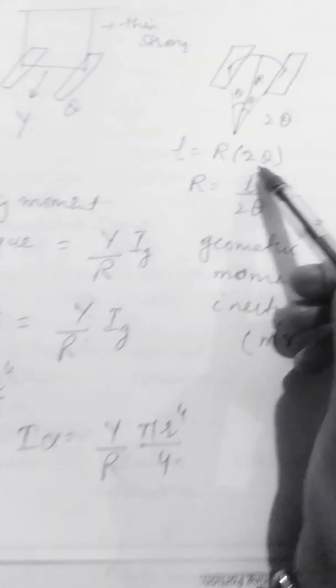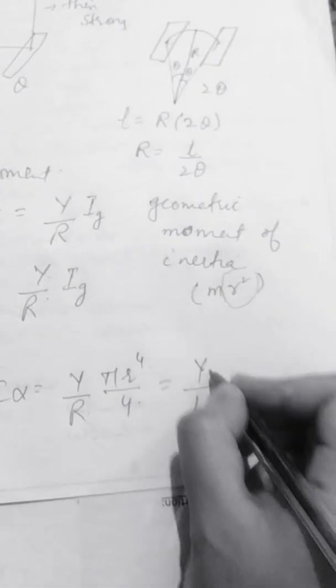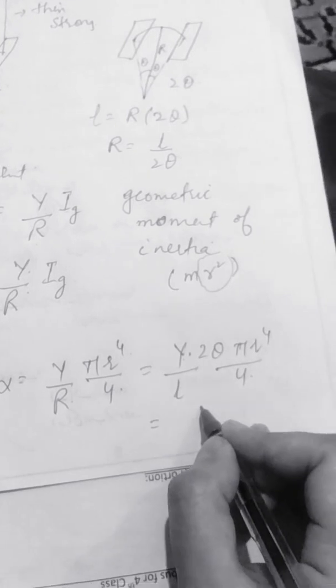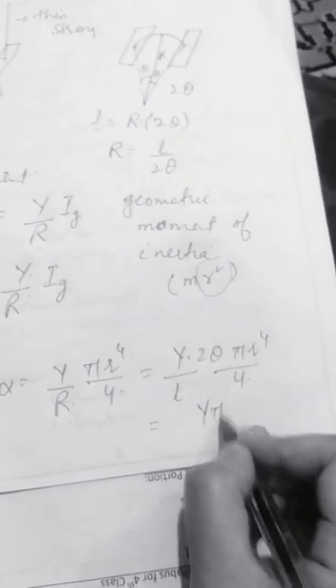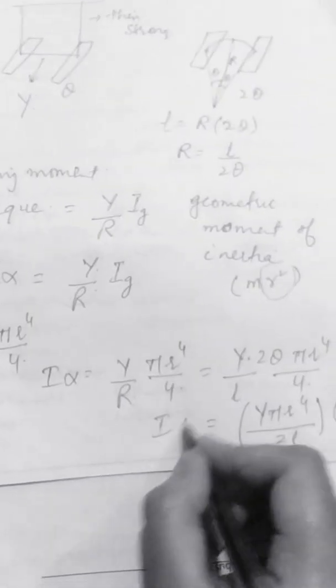Now, I alpha is equal to Y by R. For Ig, I can write pi R^4 by 4. And for this R, I can substitute this value, that it is L by 2 theta. So let me do that. So this is Y into 2 theta by L into pi R^4 by 4. In all, we get this is Y pi R^4 by 2L into theta. So that is what I alpha is equal to.